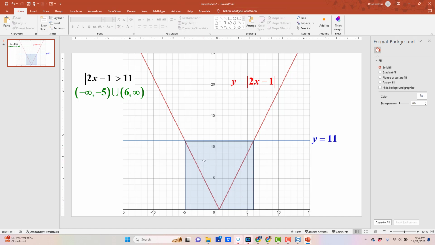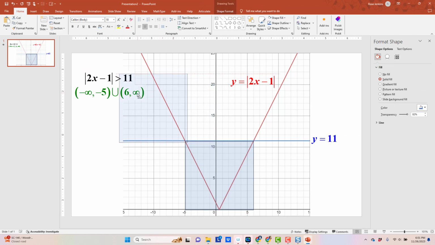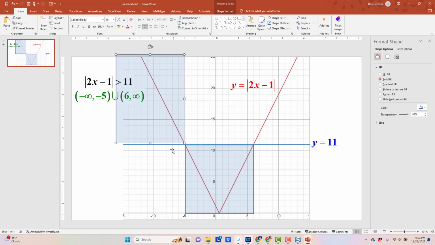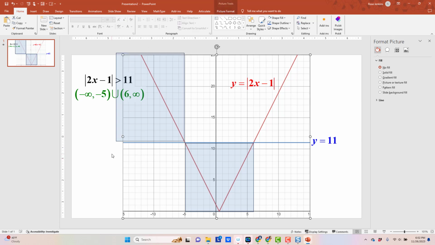Okay, but for the greater than portion, notice that it is two different pieces, right? It's greater than, and I'm starting over here on the left side, from -5 all the way out to minus infinity. Okay, once we get over here, the absolute value function, remember we're looking at the blue line and the red line. So for values that are less than -5, the absolute value function is greater than 11. All right, from minus infinity to -5.